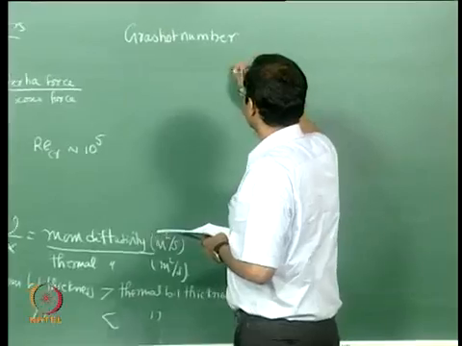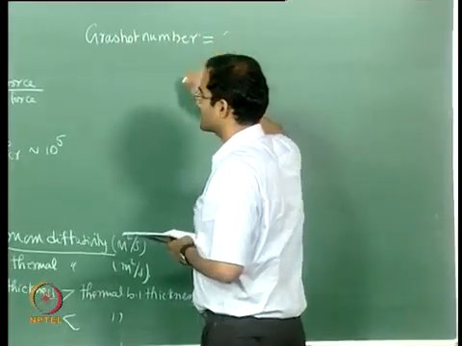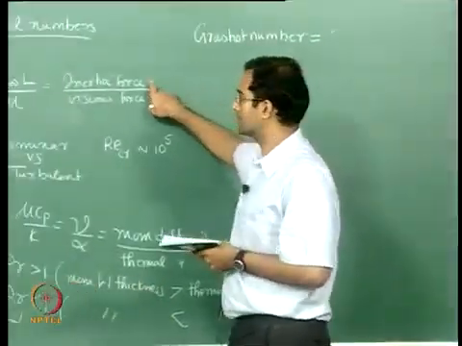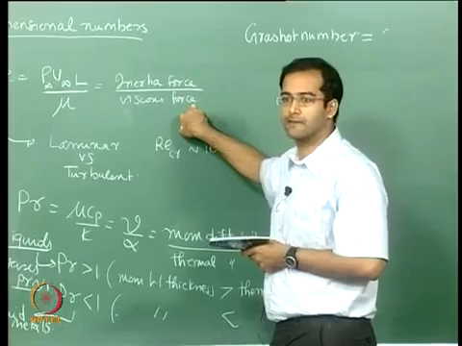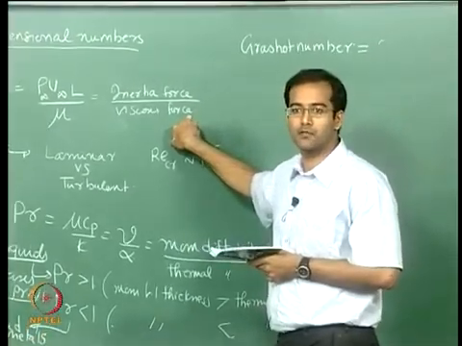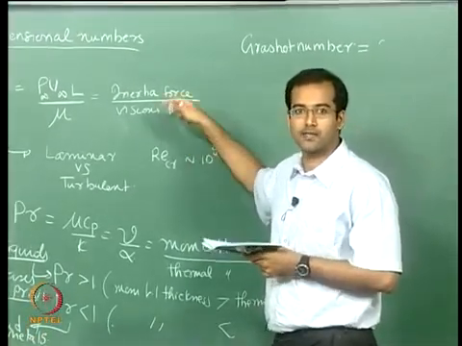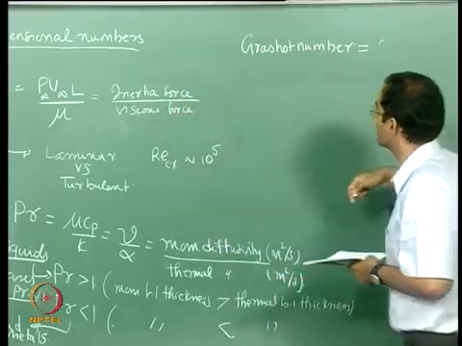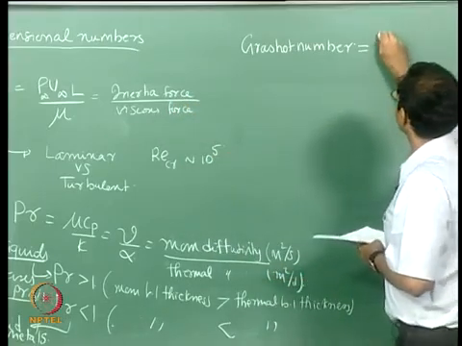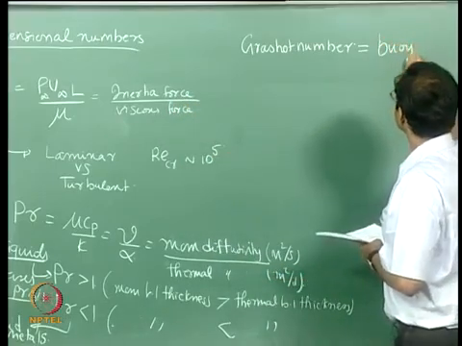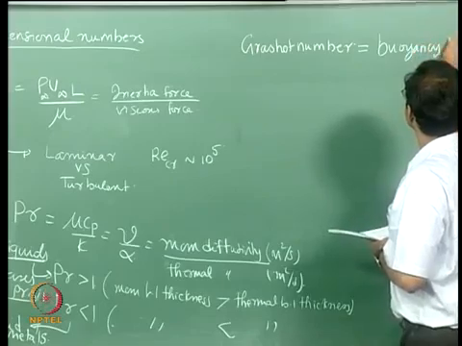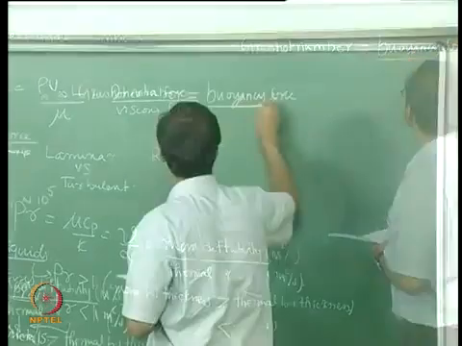So your Grashof number is, now since you are defining your Reynolds number as inertia force to viscous force, when you have buoyancy driven flows you do not have inertia dominance but buoyancy dominance, therefore this should be buoyancy force by viscous force.